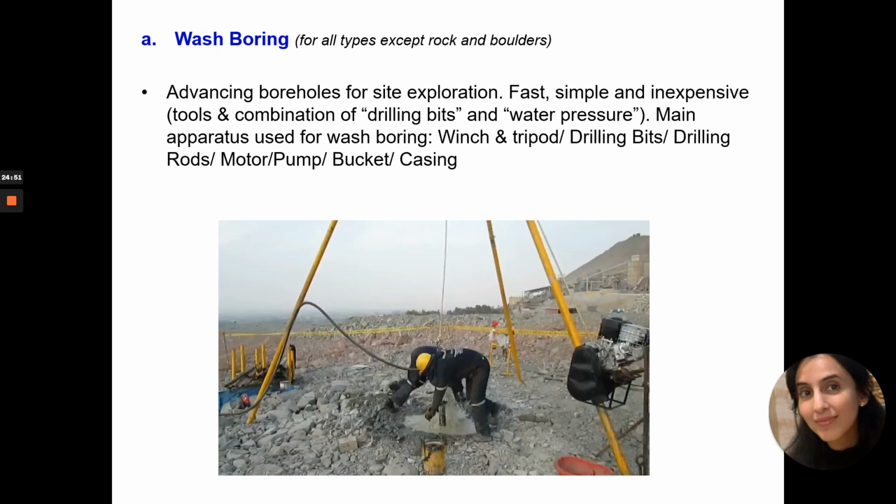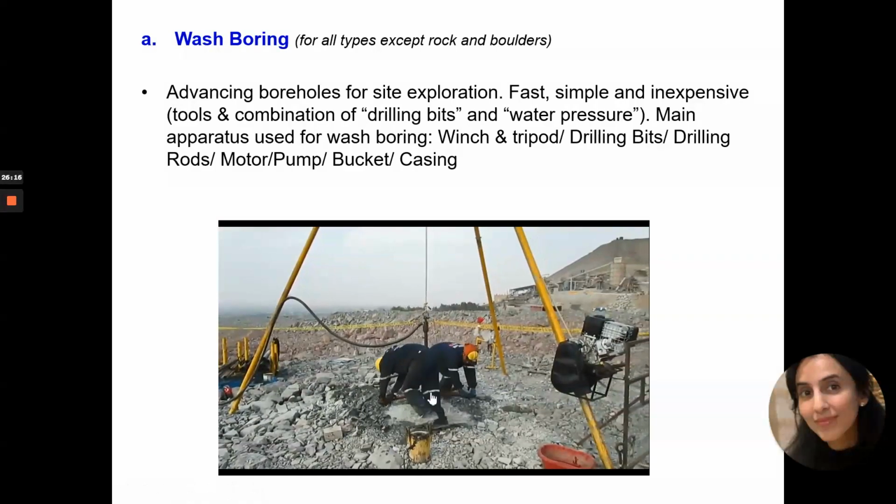Can you see it? Here, they have the tripods and they have the drilling beds. Then, if you see, I don't know if I point, you can see under the worker's hand, you can see the casing, and you have the winch up here, and you have the water pipe. It's inexpensive because you only use the drilling bits and water pressure.